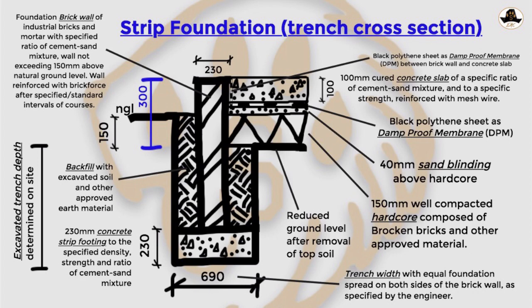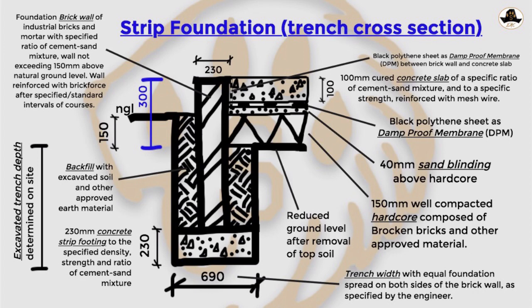So after the backfill, we then move on to the hard core. So the hard core is with the other approved material again. That's the one with the zigzag, the triangle looking part there, as you can see. That's the hard core that follows backfill. Then from hard core, we put on the sand blinding, and then from the sand blinding we move on to what we call DPM, which is the damp proof membrane. It's in the name. The damp proof membrane runs from that part to the sides of the wall as well.